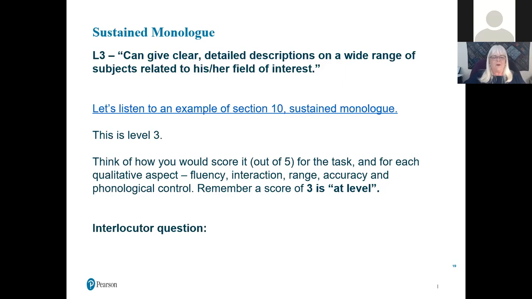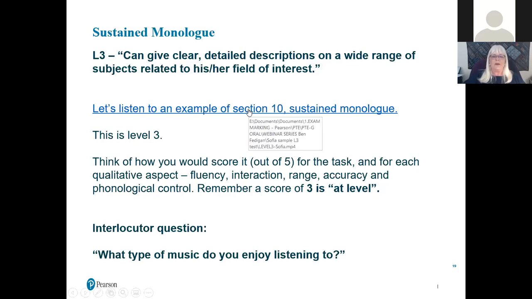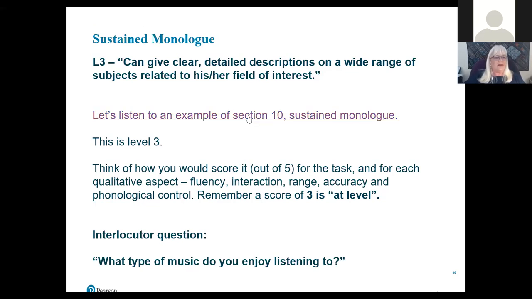And the interlocutor question is the one we just listened to. What type of music do you enjoy listening to? So here we go with the example. Let me just get it to the right place.